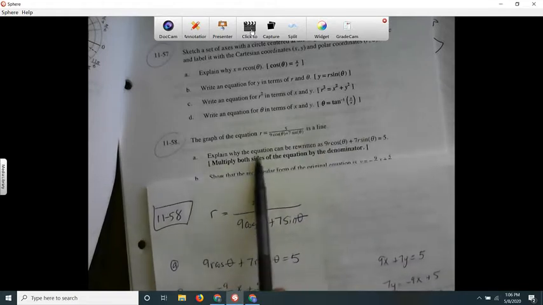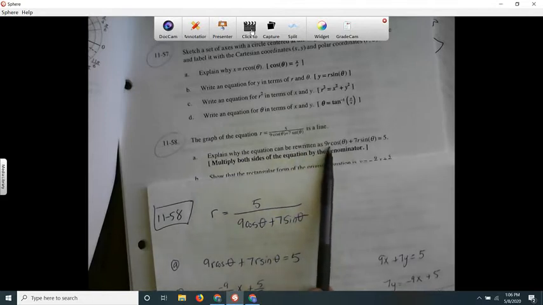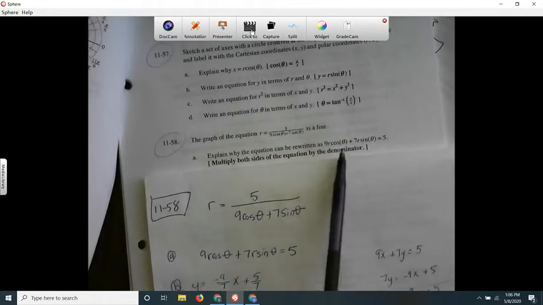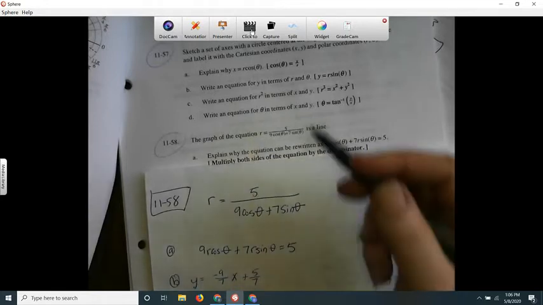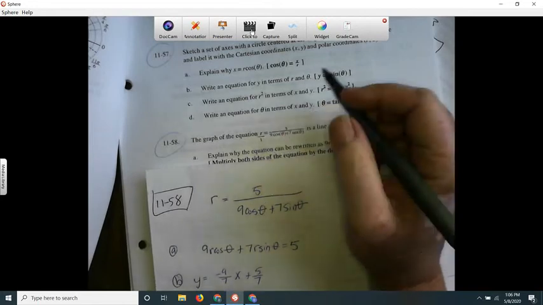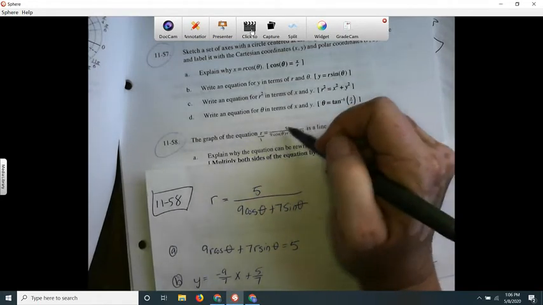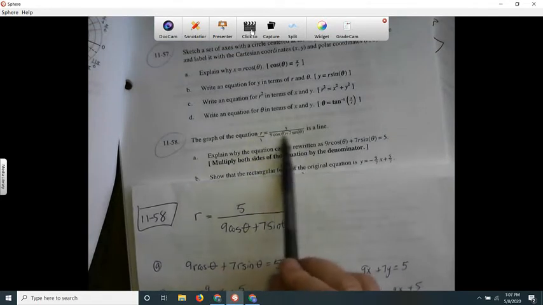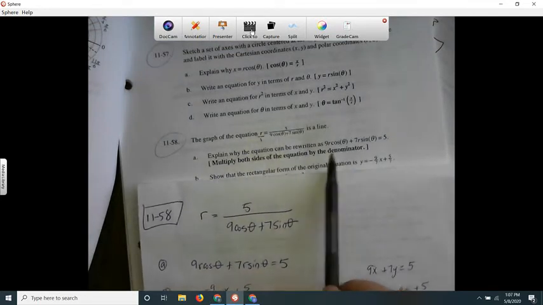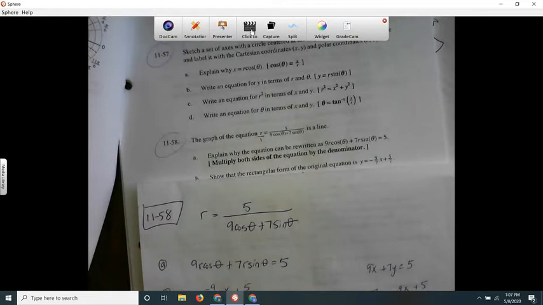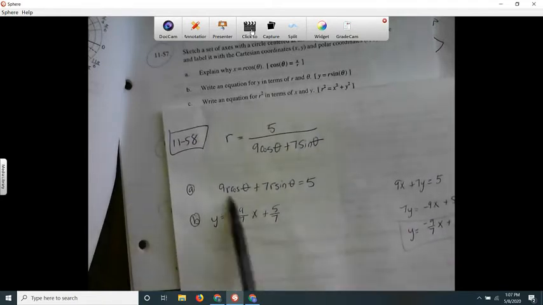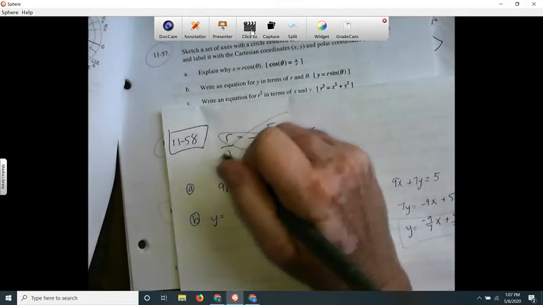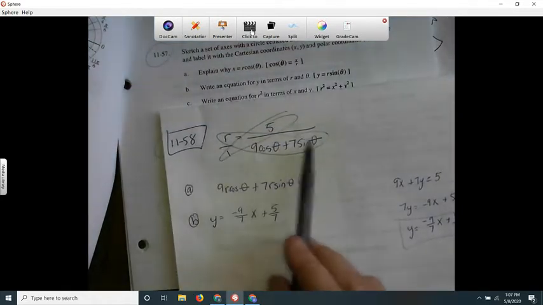Explain why the equation can be written as 9 times r cosine theta plus 7 times r sine theta equals 5. So you know how I love to do cross products? If I did cross products, wouldn't I get this r times this denominator equals this 5? Okay, so that's where that comes from, just from cross products like this. Right, you distribute the r.